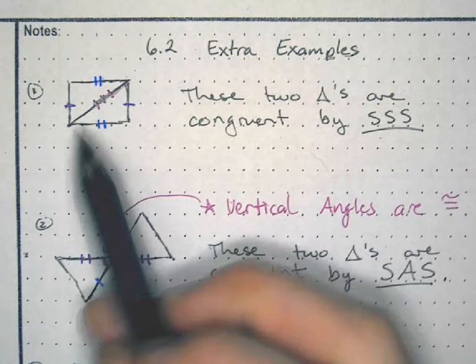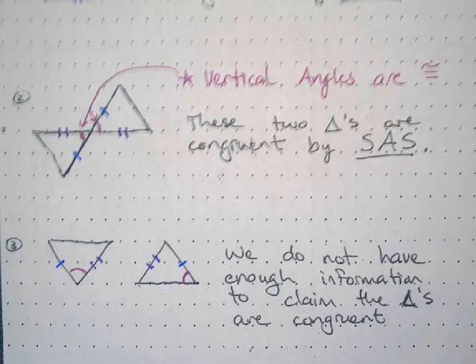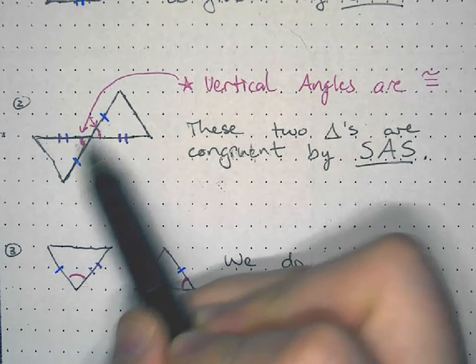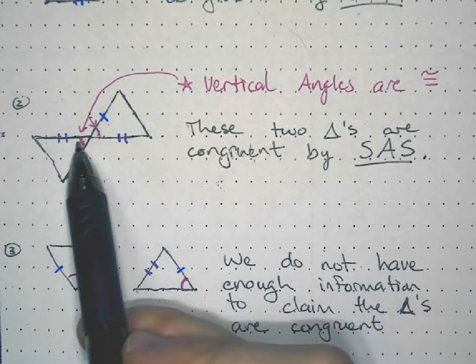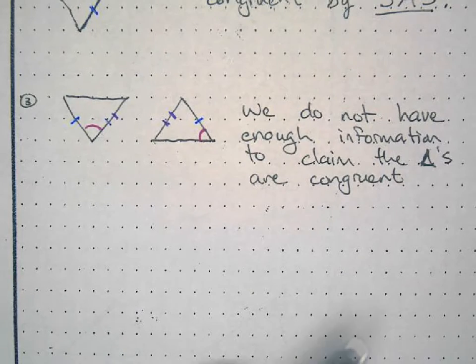So there's an example of a corresponding side where the side is shared by the two triangles. Then we have an example with vertical angles are congruent. Remember, we had to know this about vertical angles. And then we have an example where they are not congruent. So not everything's going to be congruent, or I guess the better wording is not enough information to prove that they're congruent.